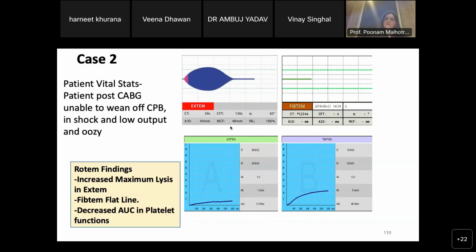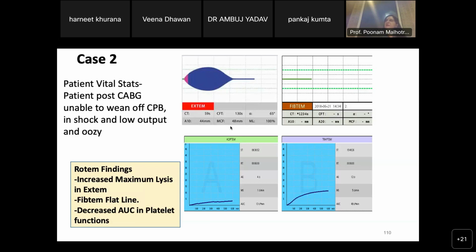There's a post-op patient of CABG who was an off-pump CABG, and you see a typical hyperfibrinolysis. Here, the FIBTEM is a flat line, but what is happening here? There is a platelet which is less area under the curve, and with less area under the curve, it's important that the platelet dysfunction is seen along with antifibrinolytics needed because of hyperfibrinolysis. So this is a typical case of hyperfibrinolysis with decreased platelet function.